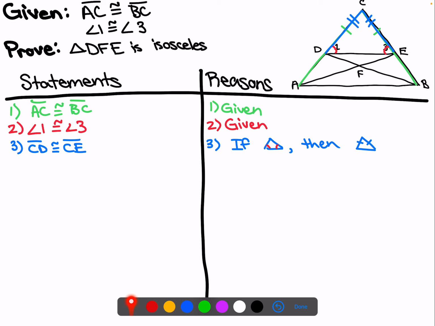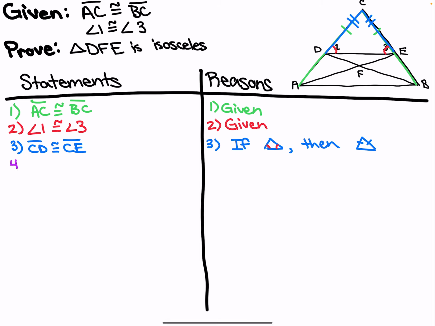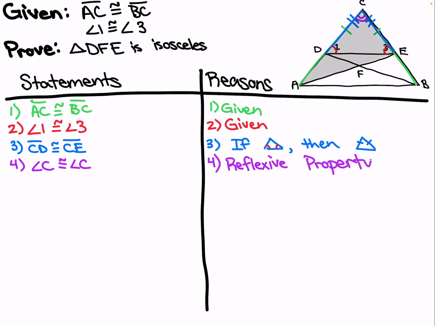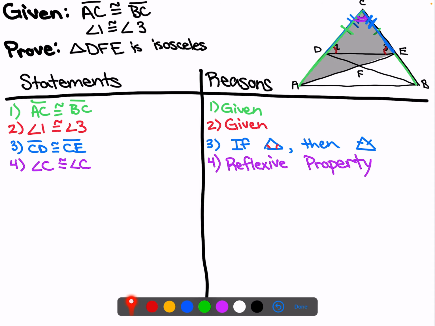Now looking at those two triangles, they both share angle C. So I can say that angle C is congruent to itself by the reflexive property. Angle C is congruent to angle C by the reflexive property. Now we can see these triangles a little bit clearer.